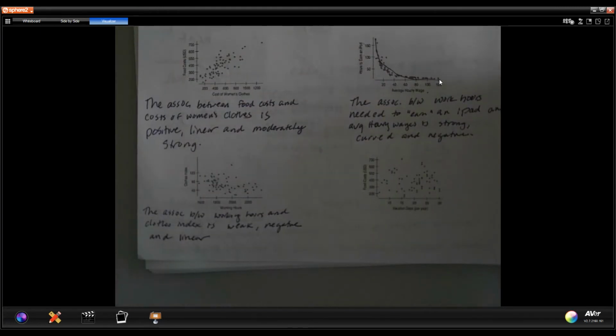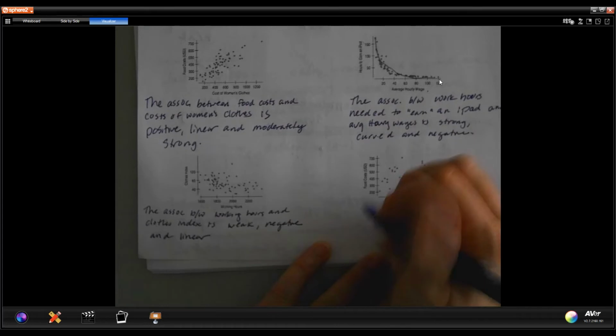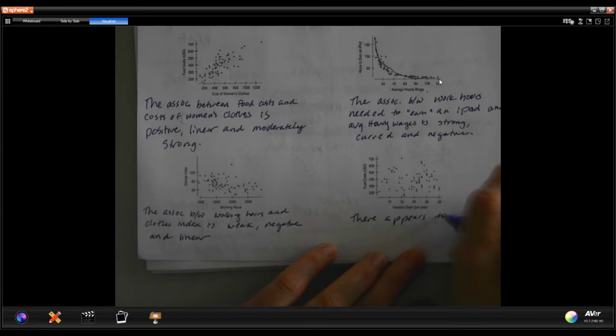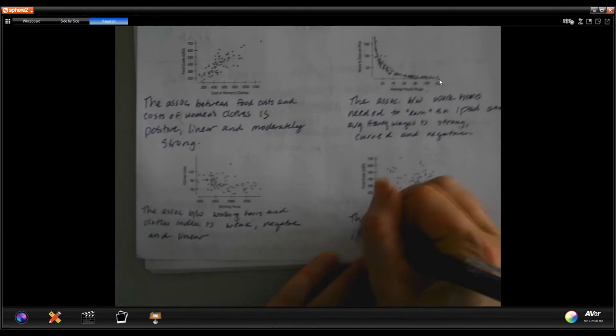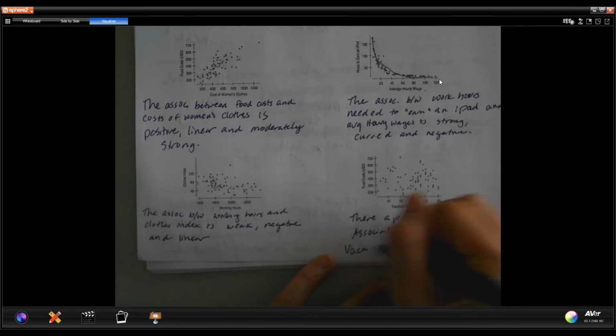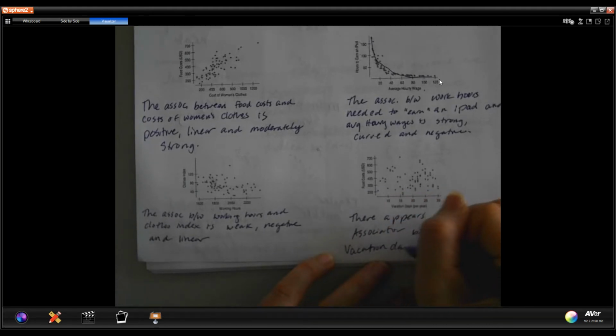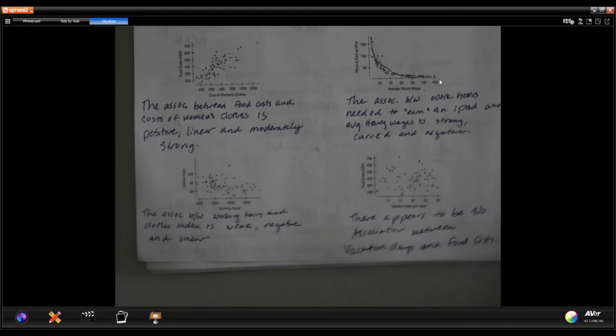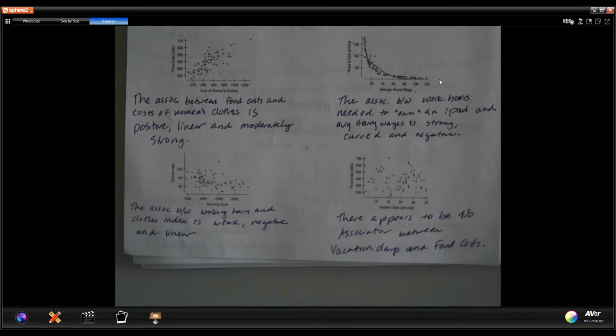All right, and this last one, I see no pattern. It does not look like it's positive, negative, I don't see a curve, I don't see anything. So this is the only one that's gonna look a little bit different when we write it. I'm gonna say there appears to be no association between vacation days and food costs. All right, so we still have that context in there by talking about the two variables, and that's it.